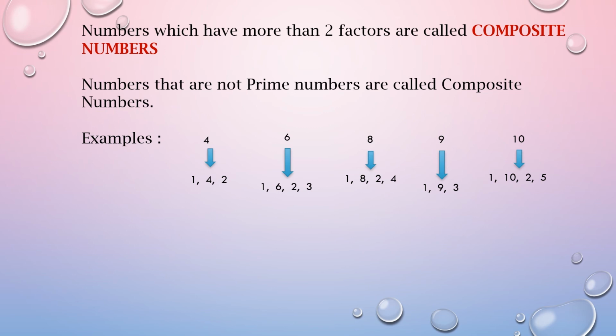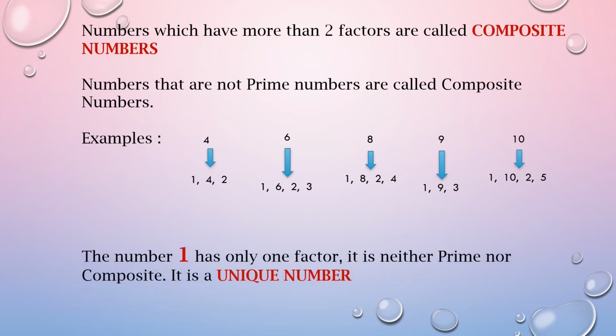What about the number 1? It has only one factor. 1 ones are 1, isn't it? So it is neither prime nor composite. It is a unique number.